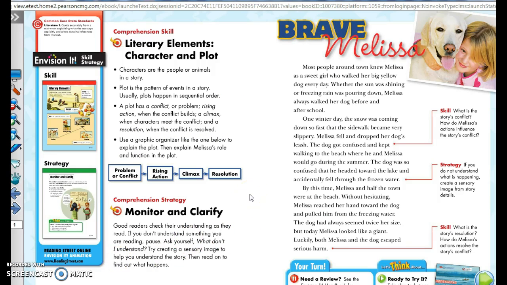Monitor and clarify. Good readers check their understanding as they read. If you don't understand something you are reading, pause. Ask yourself, what don't I understand? Try creating a sensory image to help you understand the story, then read on to find out what happens.